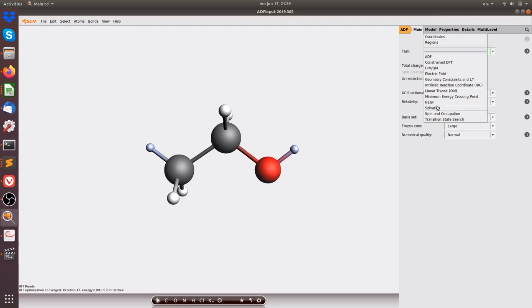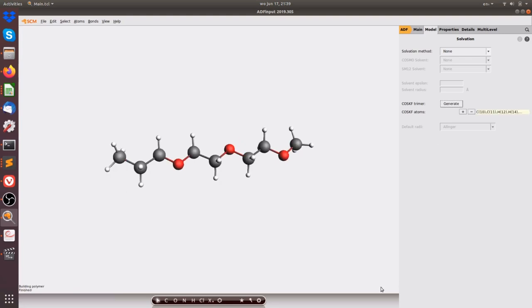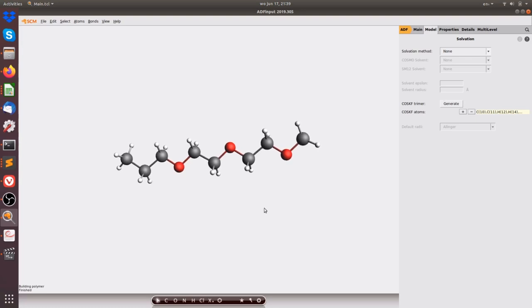Next, we'll go to Model Solvation. You see here COSKF Trimer. Just click the Generate button, and this will set up everything you need for a calculation, except for the preset. So you'll notice a few things here. First, it generates a trimer. It caps the ends with methyl groups, or it makes methyl end groups rather. These generally don't have too strong of an effect on the electronics, and they've been found to work quite well in our case. It also assigns something called COSKF atoms.